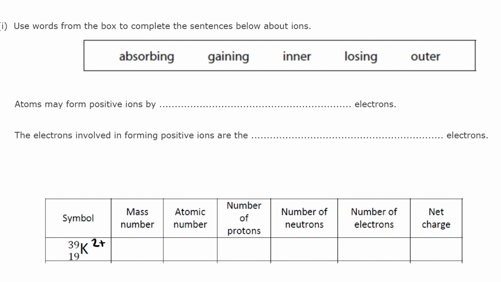Okay, let's have a little look at an exam style question. So in this question, I have to use the words from the box to complete the sentences. Atoms may form positive ions by losing electrons, by losing that negative charge and those negative worries. The electrons involved in forming positive ions, those are my outer electrons. The outer electrons absorb the electromagnetic radiation and then they can escape the atom.